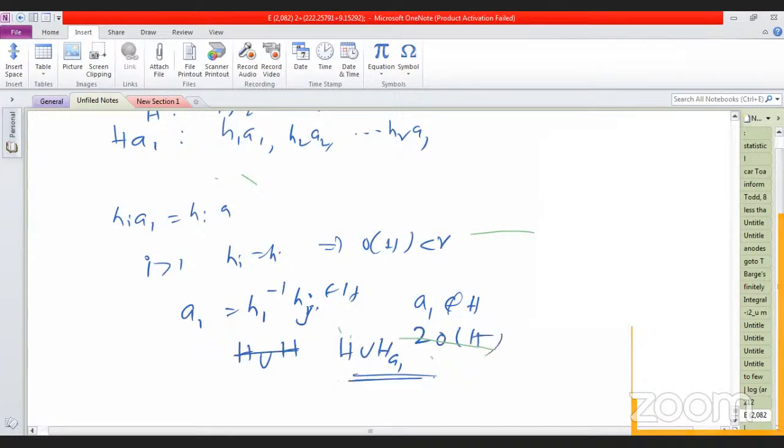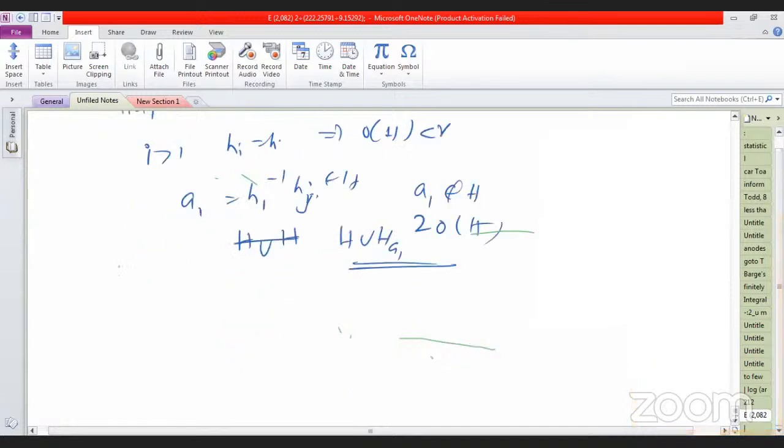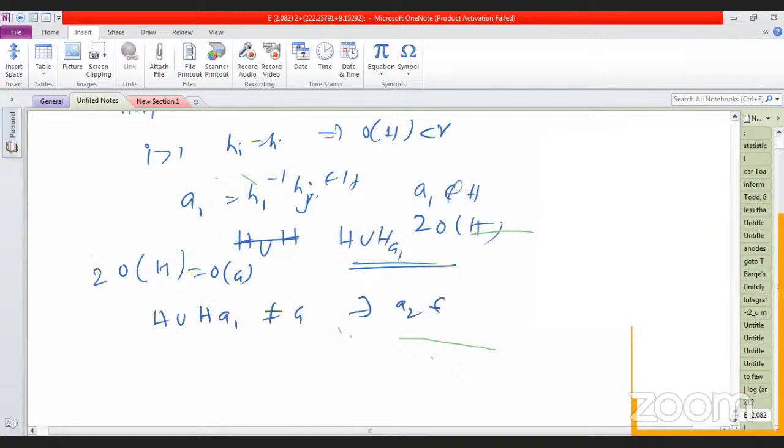Why? Because we are taking here 2. So then we can write 2 order of H. So therefore, 2 order of H is equal to order of G, so the condition is it is equal. So the theorem is H union of HA1 not equal to G. Therefore, there exists an element A2 belonging to G. So therefore, A2 does not belong to H union A1.